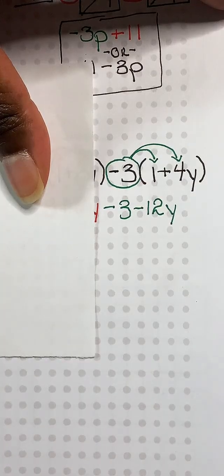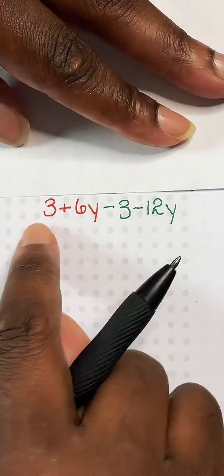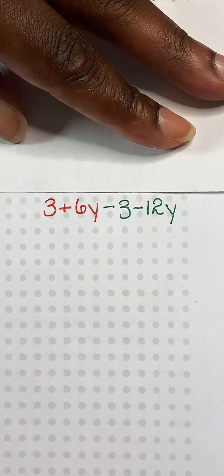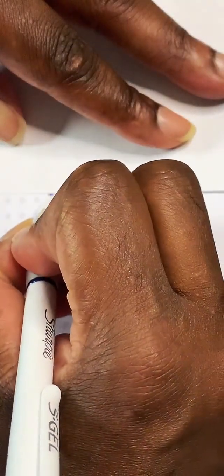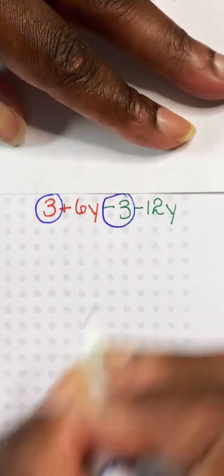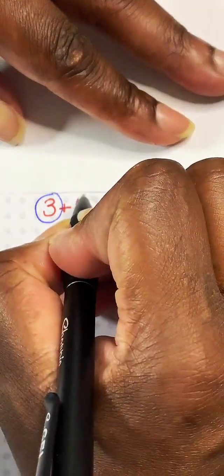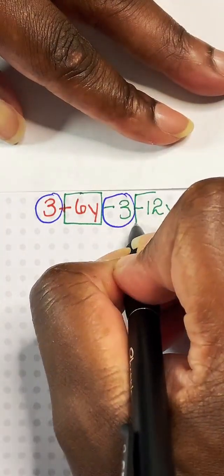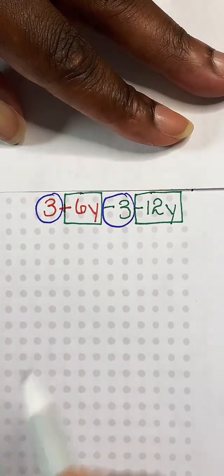Okay, all right. So now, that's taken care of. So now we're focusing our attention right here. So we're trying to get our like terms together. What are my like terms? You have a positive 3 and you have a negative 3. Then the other like term that we have is a positive 6y and a negative 12y. So let's get this over and done with.